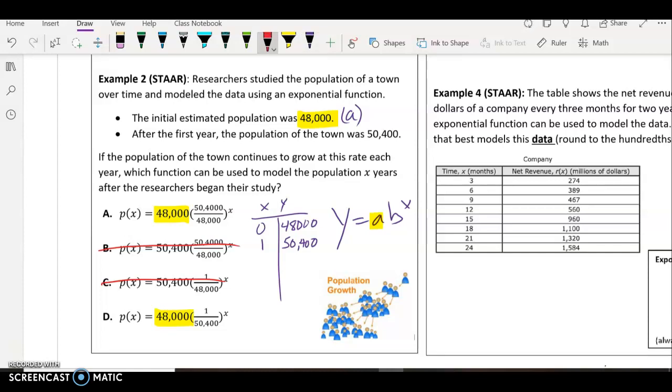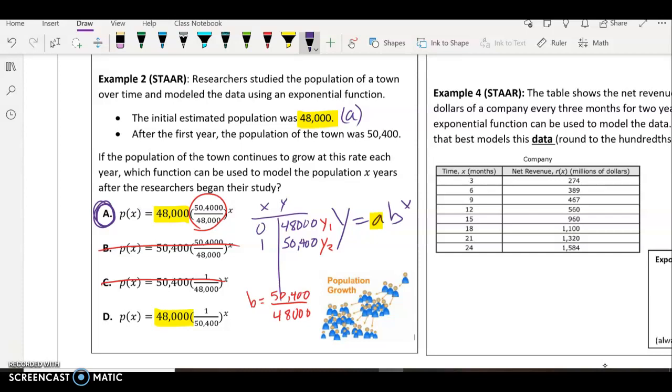So remember, to find rate, we've talked about it. Take the second Y value and divide it by the first. So our rate would be 50,400, the second value, divided by 48,000. And you don't have to type it in your calculator because look, they left it exactly like you see it. Okay? So A is the correct answer.